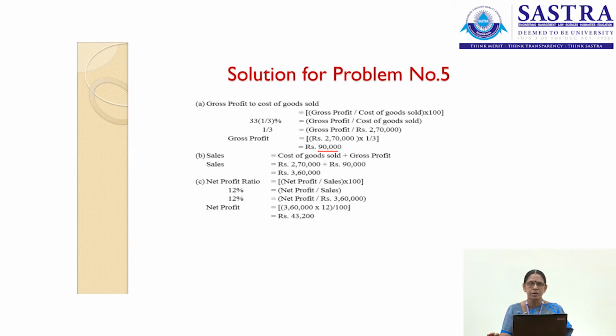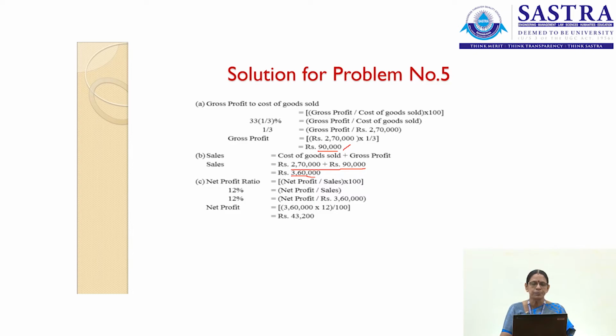So if 100 is said to be sales, 1/3 is GP, 2/3 is cost of goods sold. That is your 90,000 we have arrived at. Sales is cost of goods sold plus gross profit. Sales 2,70,000 plus 90,000, we have 3,60,000. So the equation holds good here. Sales minus GP is cost of goods sold. So we take sales is equal to cost of goods sold plus gross profit.